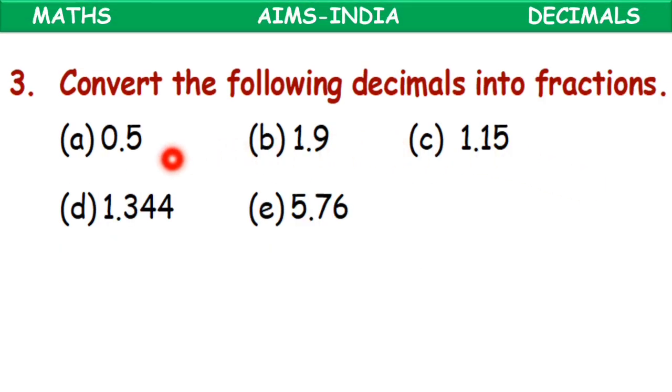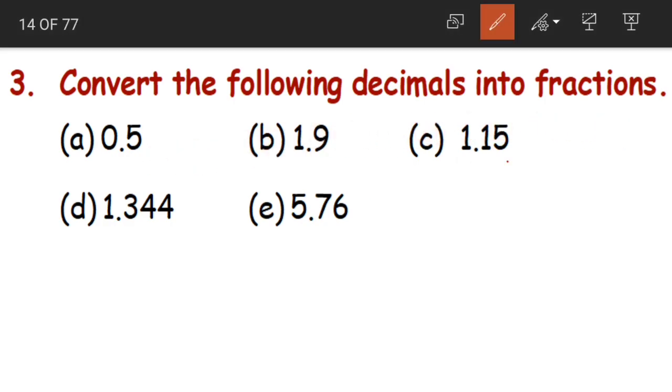The next one, convert the following decimals into fractions. Now here we are having a few decimals which are to be converted into fractions. If you look at question D, 1.344. How will we convert this? First write the number as it is without any decimal point, divided by, what should come in the denominator? After 1, how many decimal places do we have? We are having 3 decimal places. So we'll write 3 zeros after 1.